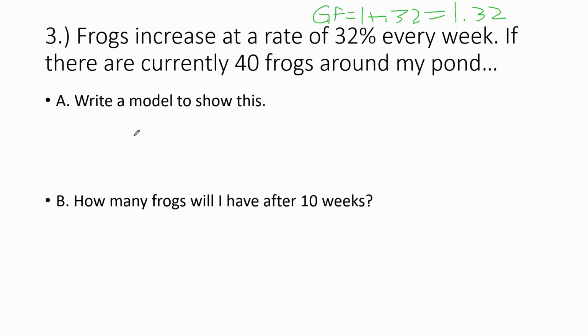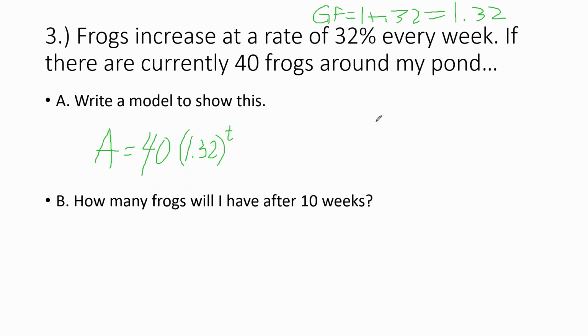All right, so let's put it in a model. What is your model going to look like? What does the A stand for? A is your ending amount. So ending amount equals 40, and then in parentheses, times 1.32. And we raise that to the t.